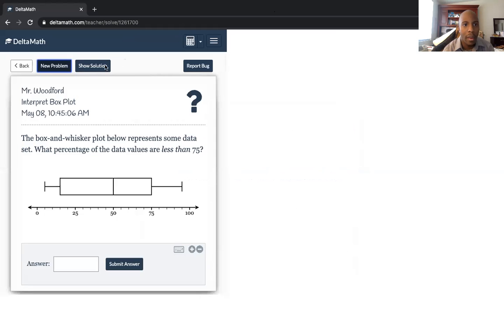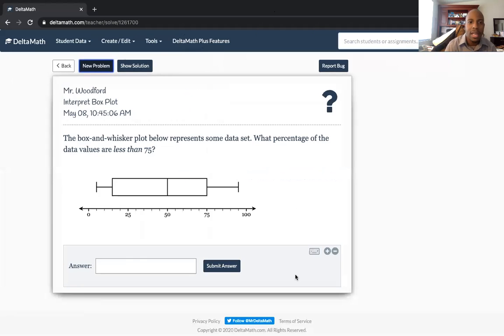All right, if we look at this one here, it says the box plot below represents some data. What percentage of the data values are less than 75? Now, it's asking what percentage of the data are less than 75. This is understanding that 75 is here, and less than 75 is right here. You should be able to identify what value this is on this box plot. This is quartile 3.